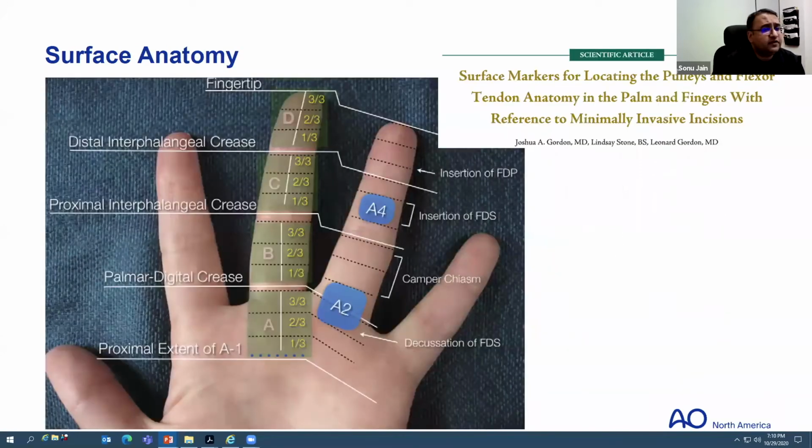So this is a neat study looking at surface anatomy and how it relates to what's deep. When you're making your incisions, this helps guide you to where these pulleys are. So your A2 is more or less over your MP joint flexion crease, and your A4 is kind of where expected, the middle portion of your middle phalanx here. So this is neat to get a better idea where your structures are, and also where the insertion of your FDP is in relationship to surface landmarks like your flexion creases.